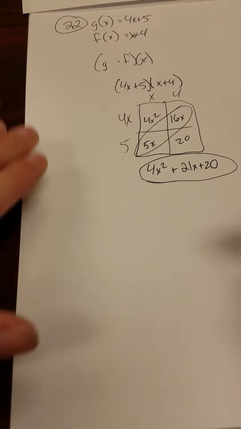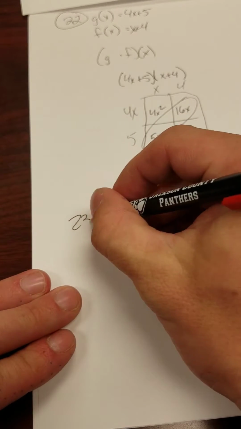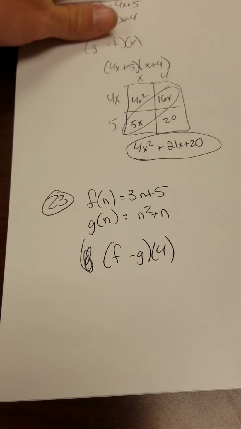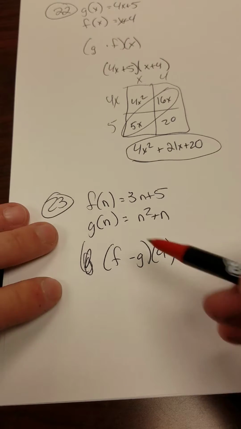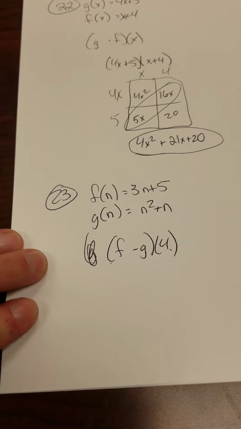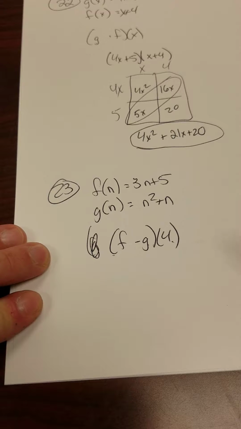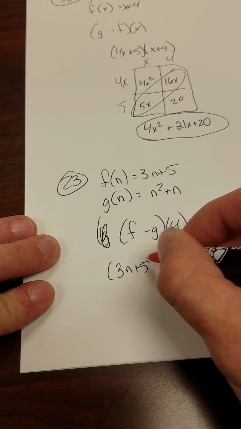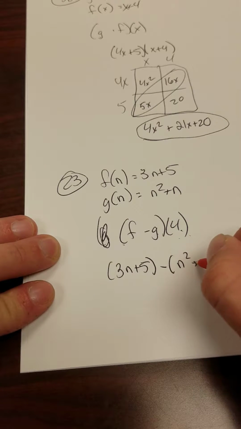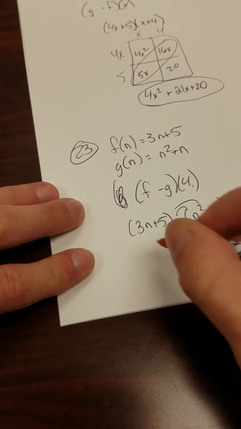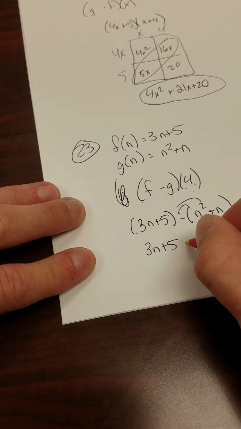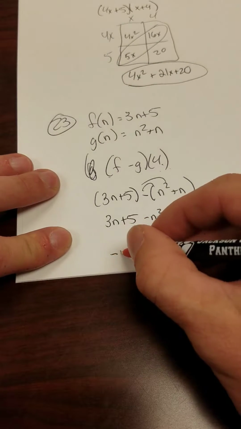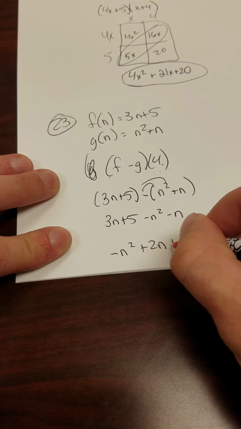The last one's a little bit trickier, but it's still not too bad. So, there's two different ways of doing this problem. The way that we're going to do it is we're going to subtract f minus g, and then we're going to plug in 4. Alright, f minus g, then plug in 4. So, f is 3n plus 5 minus g, n squared plus n. Distribute the negative. 3n plus 5 minus n squared minus n. Combine like terms. Negative n squared, 2n and 5.